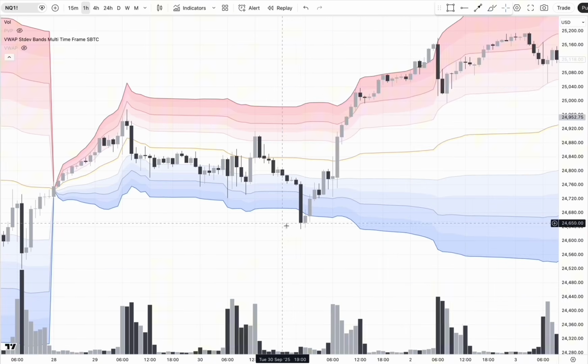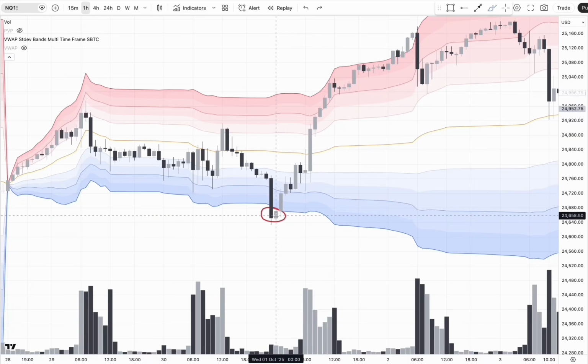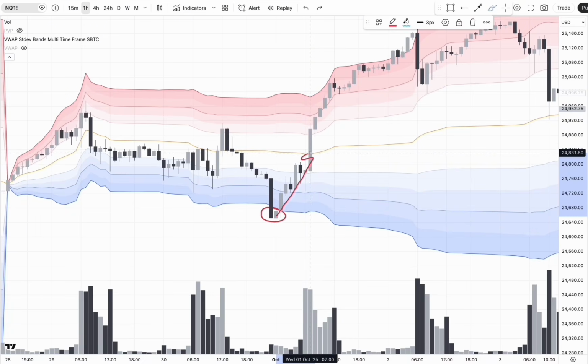Here is a perfect illustration of what I meant earlier. Once the price is out of the bands, and I see that we're in a ranging environment because the bands are flat now, this is an opportunity for me to fade this move, to go long, to buy here, and then take it to the upside. And this is going to be a take profit point for me, the VWAP itself.